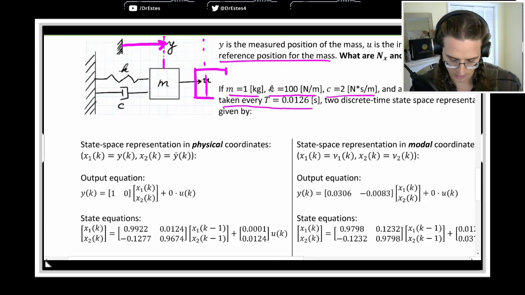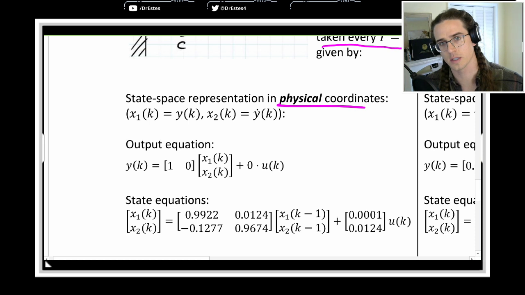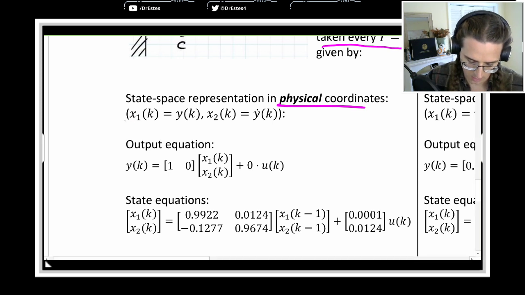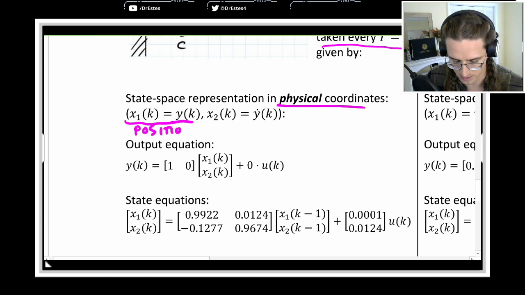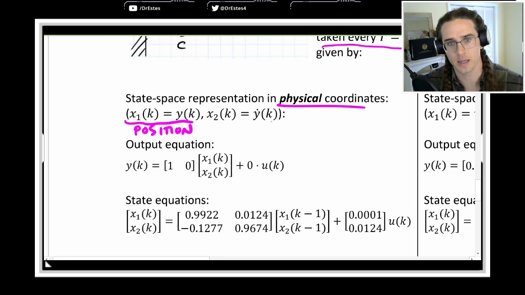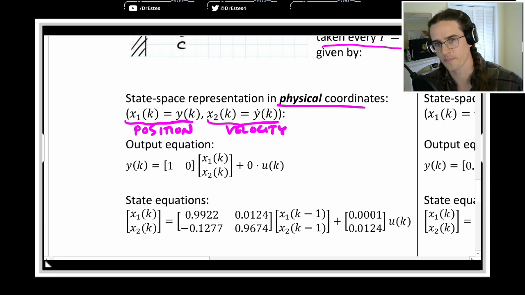Below, I show you two different state space models for the same system. Let's start with the one on the left. This is in physical coordinates, so the states are based on physical quantities. Our first state is based on y, which is just the position of the mass. Our second state is the first time derivative of y, so this is the velocity of the mass. These are very typical states to pick for a mechanical system.